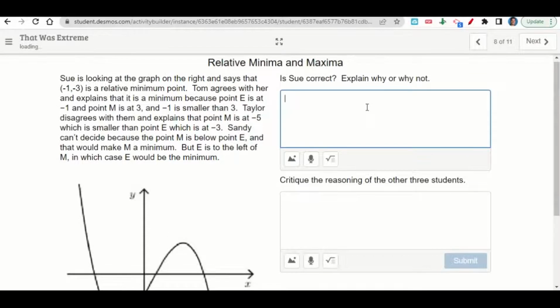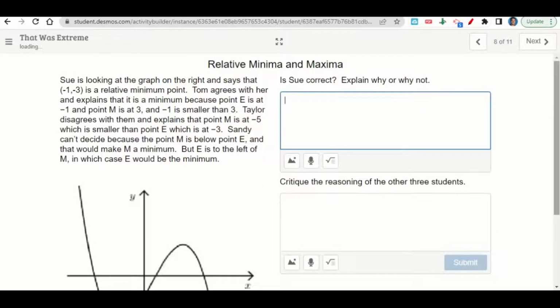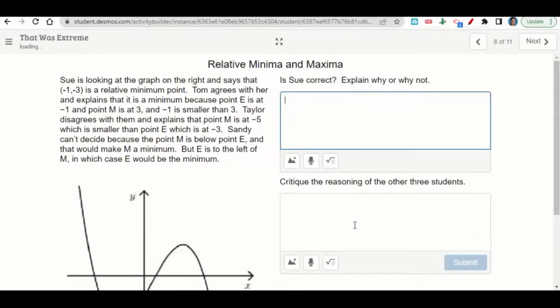So your first statement, is this true? Well, we could see that point E here is a relative minimum. It's not the minimum, but it is a relative minimum. And you're going to state why. Then you're going to critique the reasoning behind each of the other three students. So Tom says that because point E is at -1 and point M is at 3, then -1 is smaller than 3. So is he right? We would say that Tom is not right because he's looking at the X values instead of the Y values for the minimum and maximum. And then you'll do the same thing for Sandy and for Taylor. So you'll answer each of those, and we'll click Next.